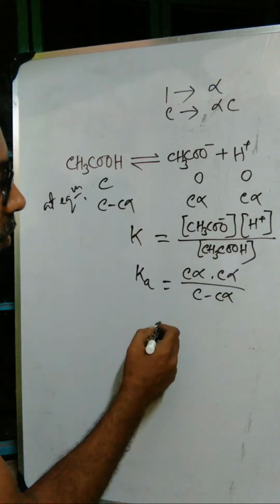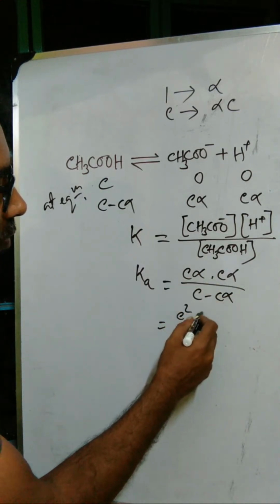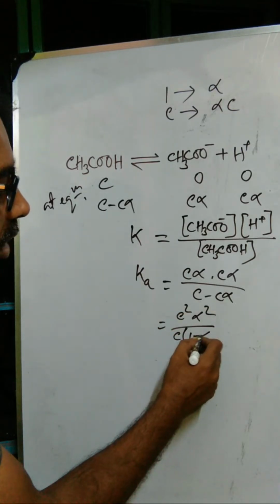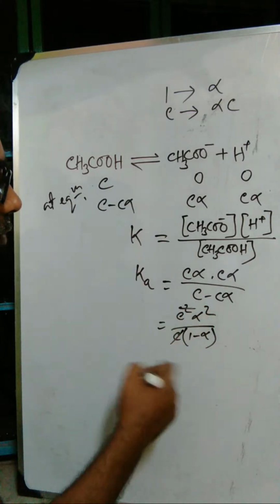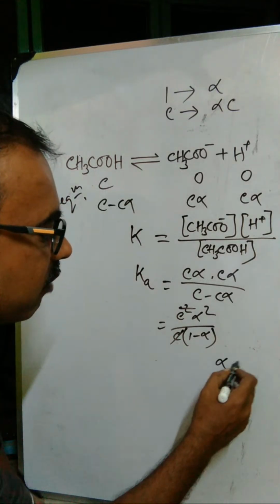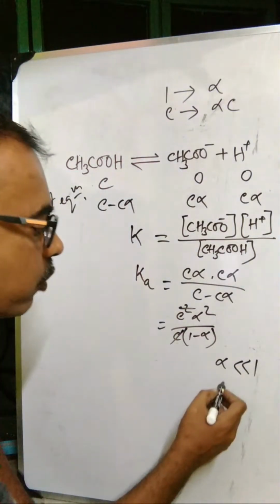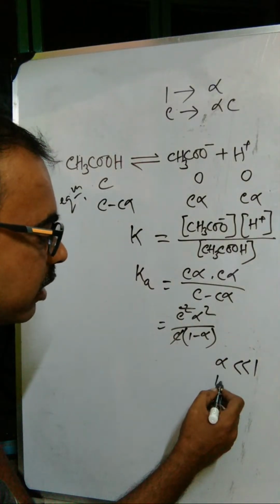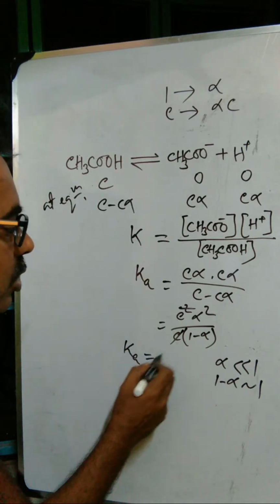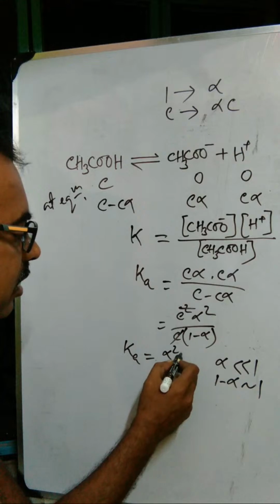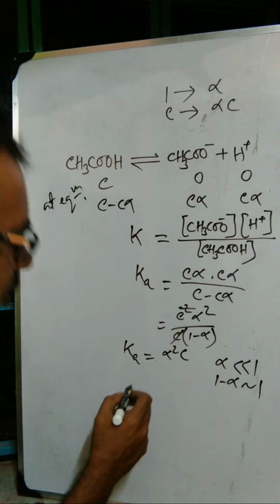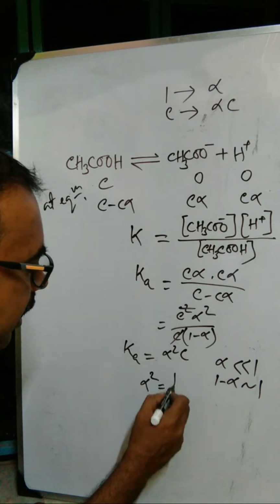So, here we are getting C square alpha square. Now, if you take C as common, we get 1 minus alpha, so alpha square C by 1 minus alpha. Now, alpha is much less than 1. Therefore, you can ignore alpha, as 1 minus alpha is almost equal to 1. Therefore, we are getting Ka equals alpha square C divided by just 1. Therefore, Ka equals alpha square C, or alpha square equals Ka by C.